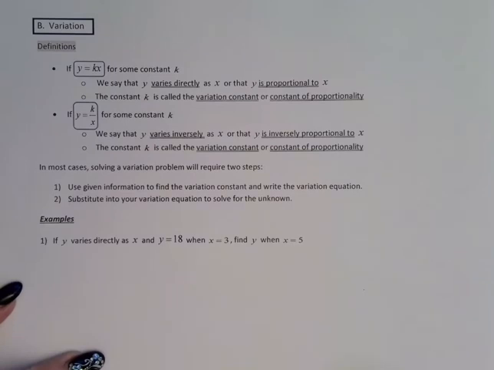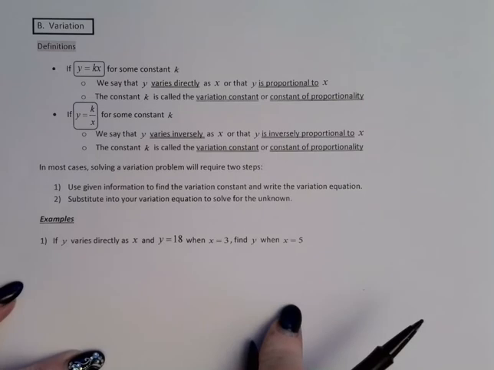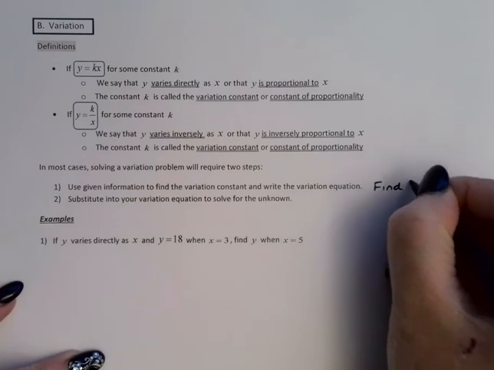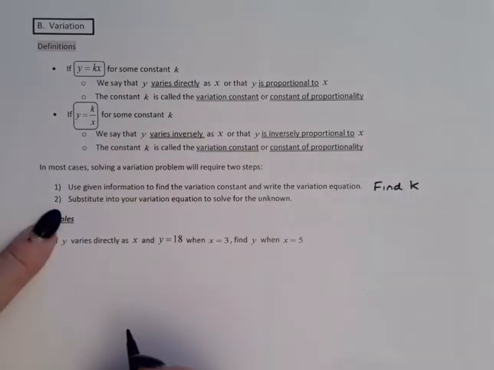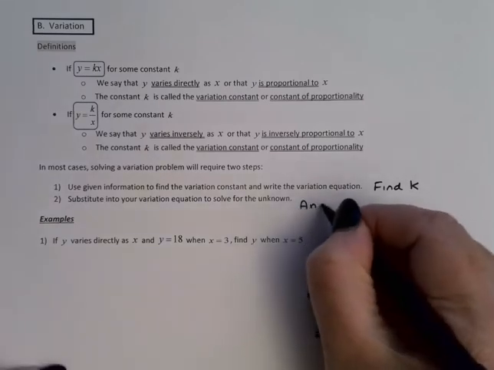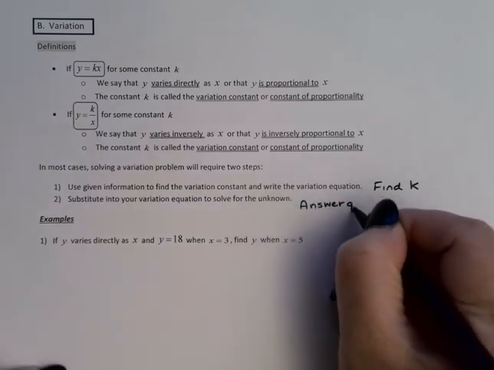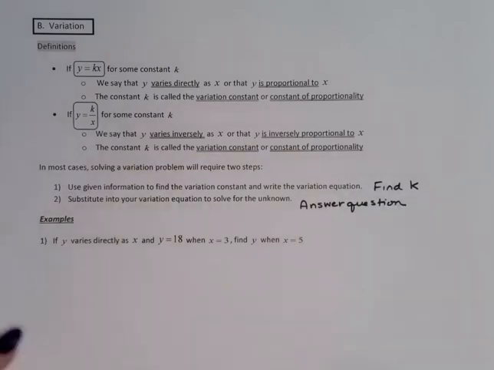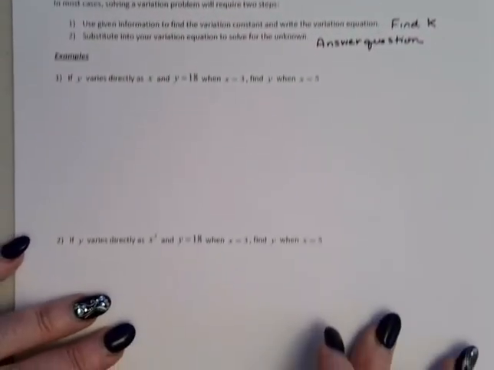In most cases, it's necessary to do two steps to solve a variation problem. You'll have some given information that allows you to actually solve for the variation constant. So essentially step one here is find k. And then step two, substitute in to actually answer the question that you were asked. So let's take a look at a couple of examples.